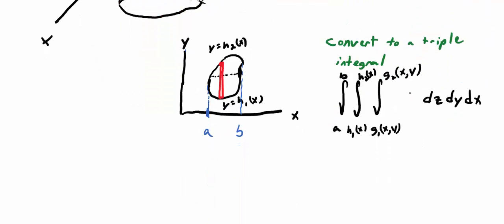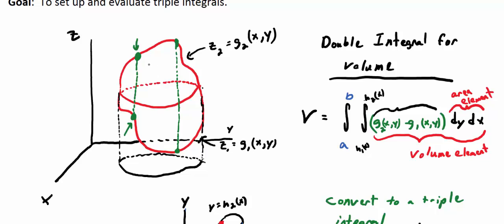Since the integrand now is 1, we could say that a triple integral with integrand 1 represents volume. So it's like we're integrating over this solid in space. Instead of integrating over an area region, we're now integrating over a solid.